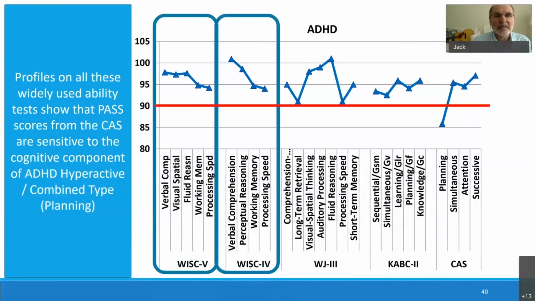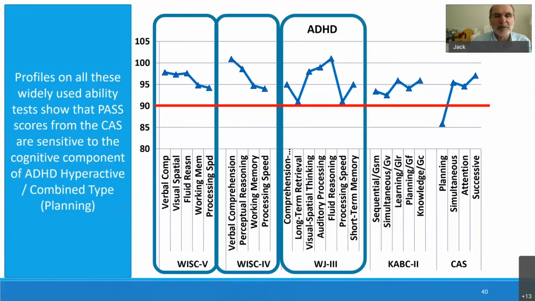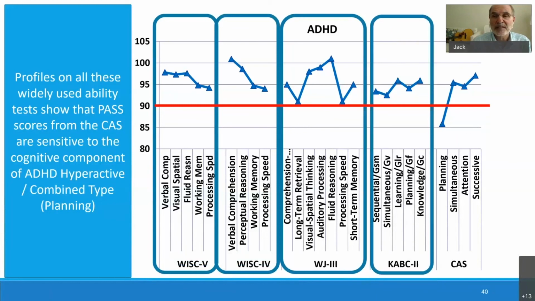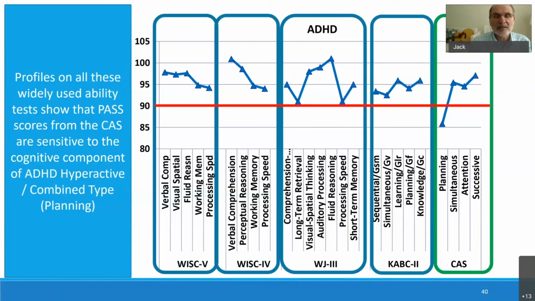WISC-5 and WISC-4, everything's in the 90s. A familiar profile in the WJ, just higher on the KBC, but not on the CAS. On the CAS, you get low in planning. How does that make sense? I thought ADHD kids have a failure in attention.